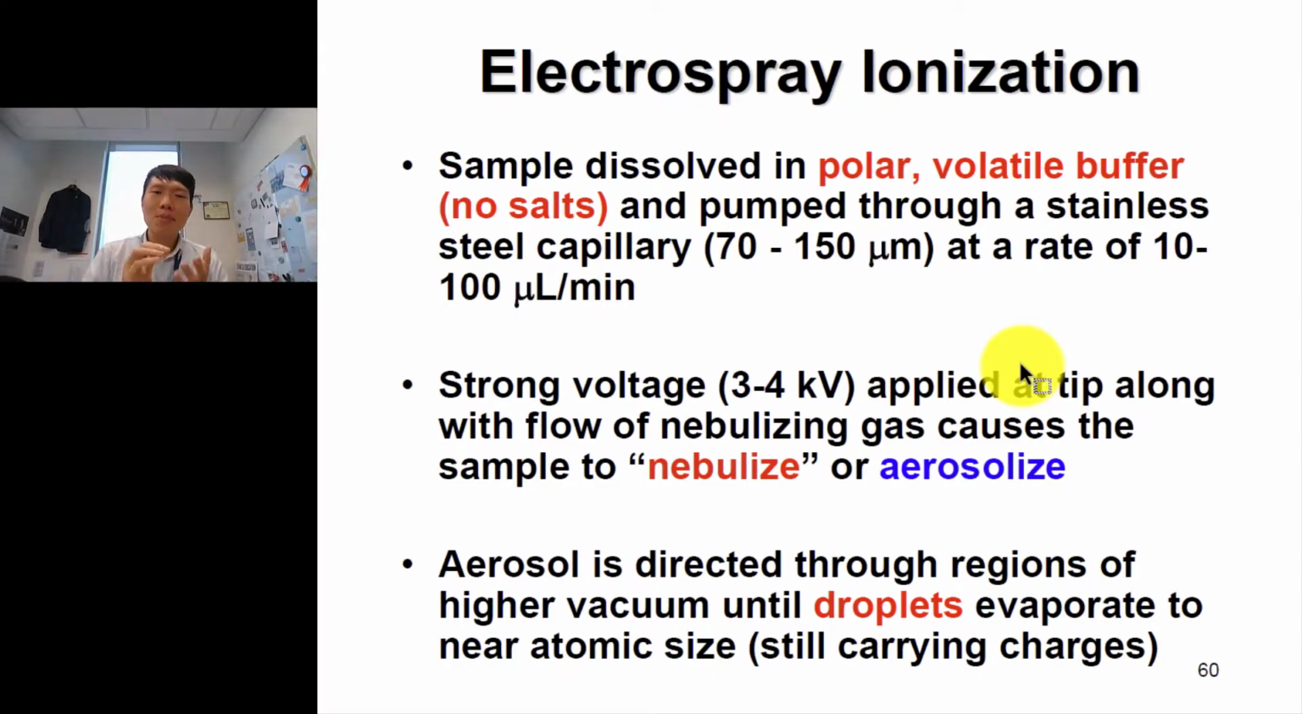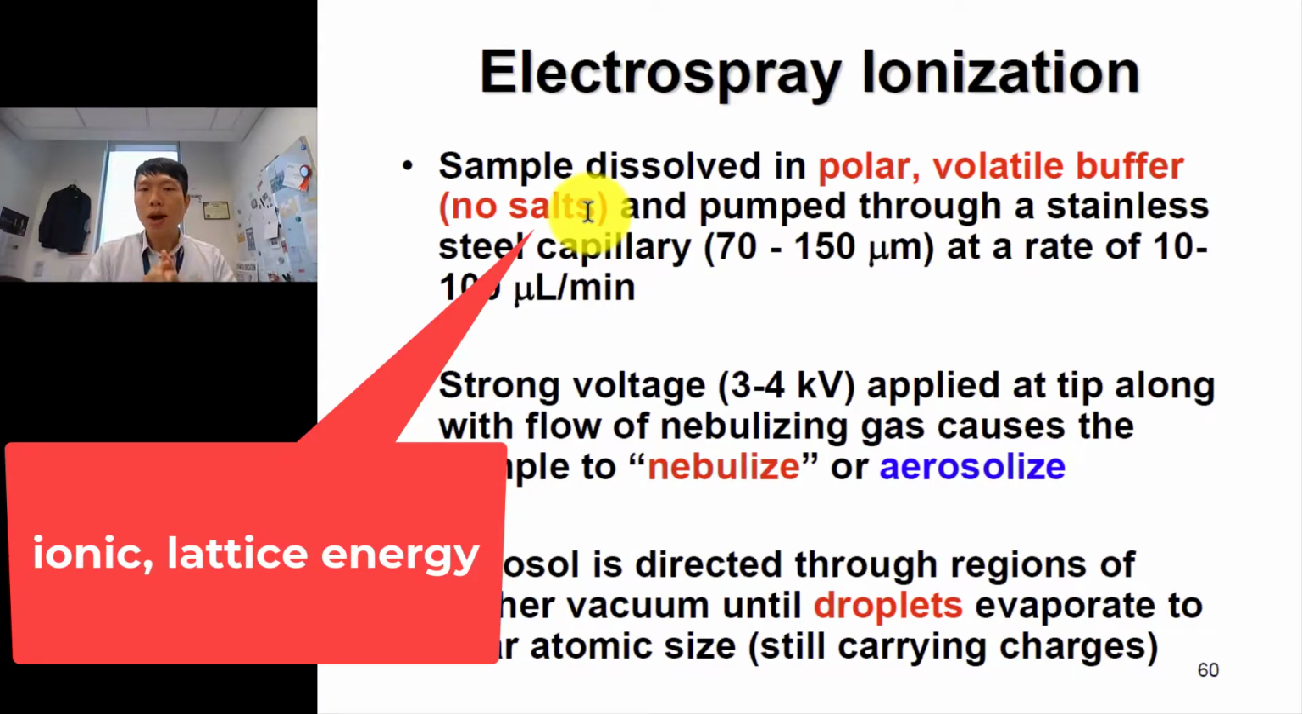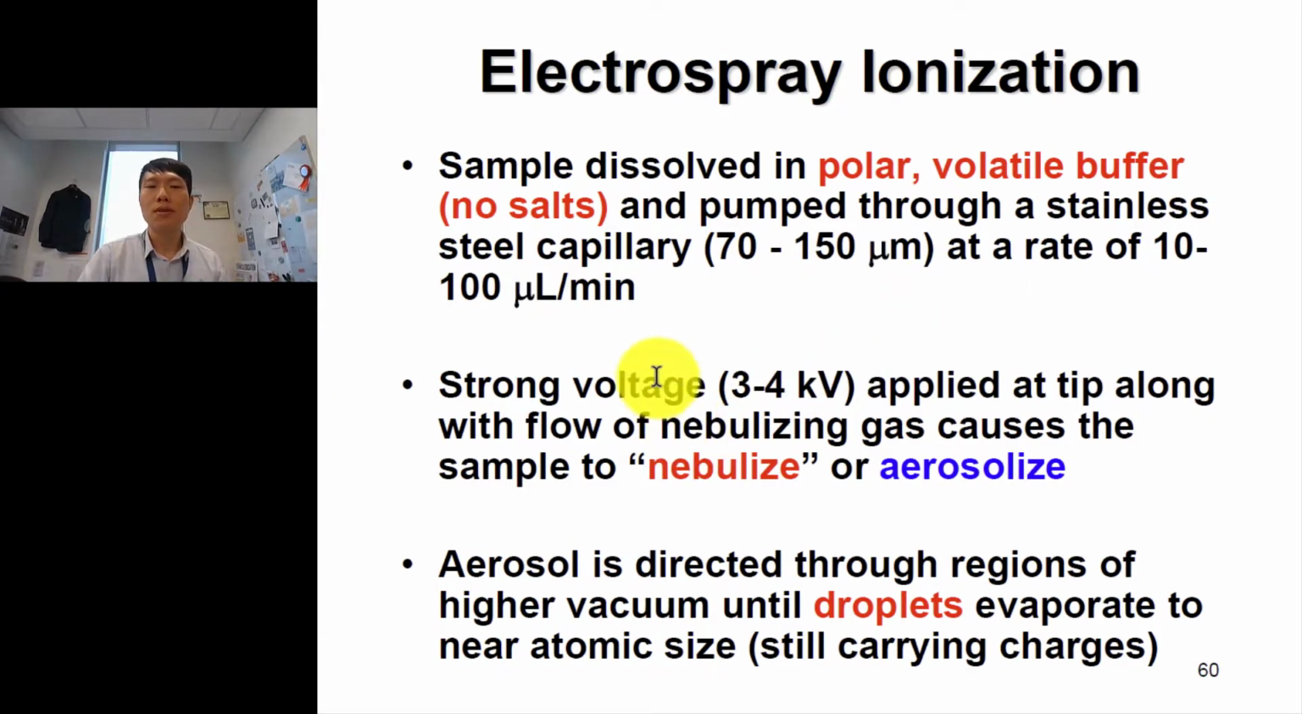For ESI, the sample is typically dissolved in a polar and volatile buffer. Why? Because we want to vaporize it. If it's not volatile, you can't vaporize easily when it's wet. Wetness also absorbs charge. No salt, because ionic salt has Coulombic attraction that makes it very hard to vaporize. The sample is pumped through a stainless steel capillary, this is the diameter, at a rate of 10 to 100 microliters per minute. A strong voltage of 3 to 4 kilovolts is applied to the tip, with a flow of nebulizing gas to cause it to nebulize. To nebulize something means to form aerosol, to aerosolize. So this is like the spray.